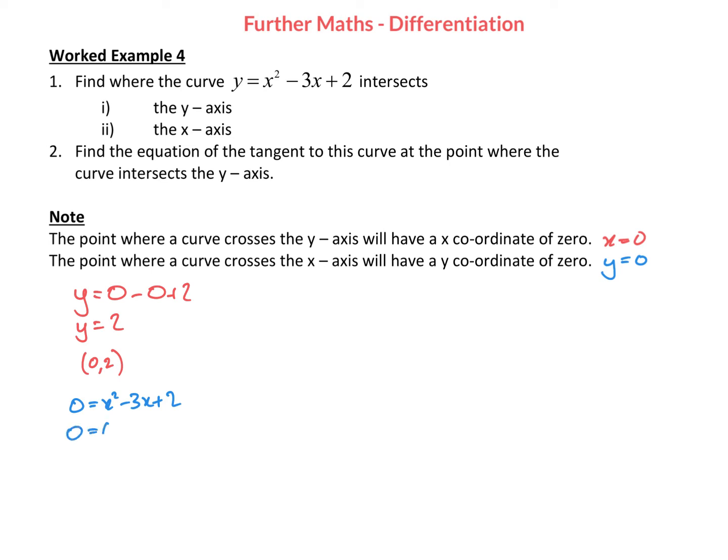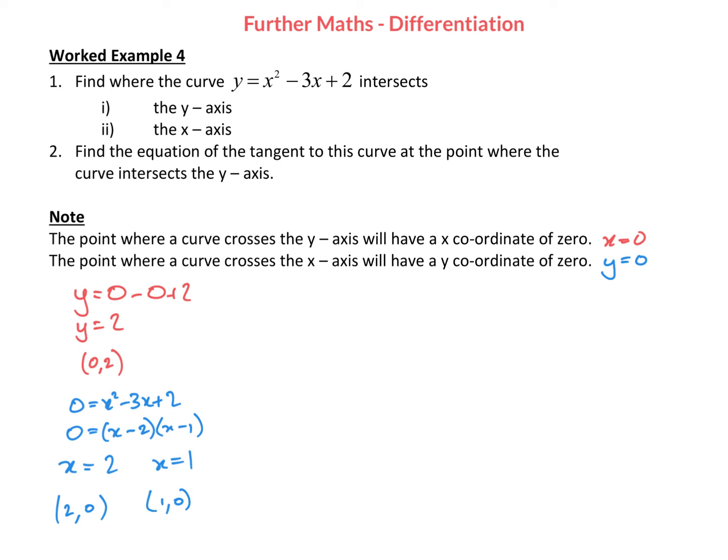And I know I can factorize that as x minus 2, x minus 1. And so either the first bracket equals 0, this one here, x minus 2 is 0, and that's x equals 2, or the second bracket equals 0, so x equals 1. And again, we started by saying that the y value is 0, so this is the coordinate 2, 0, and this would represent the coordinate 1, 0.